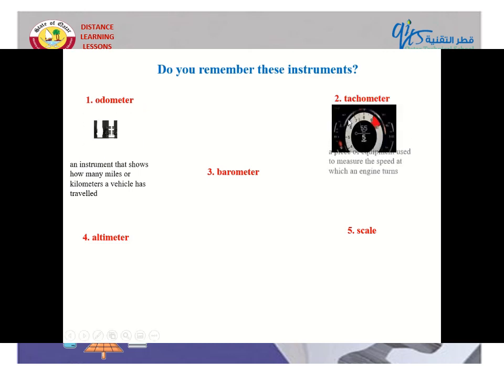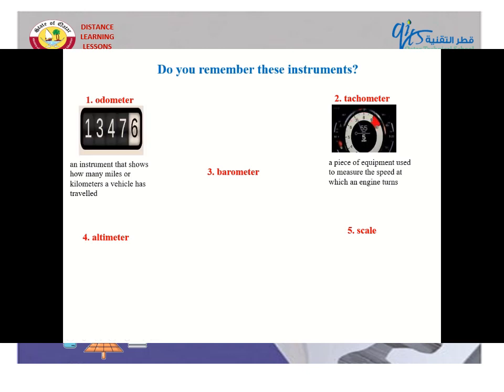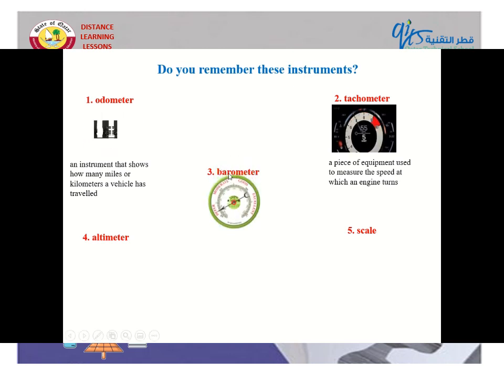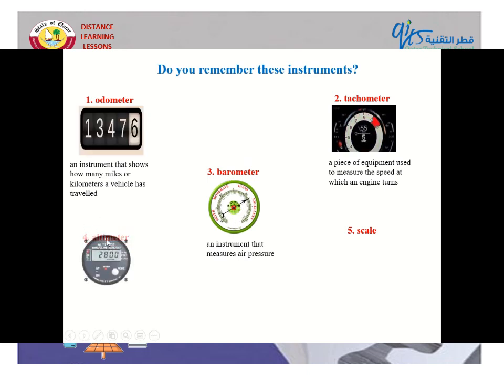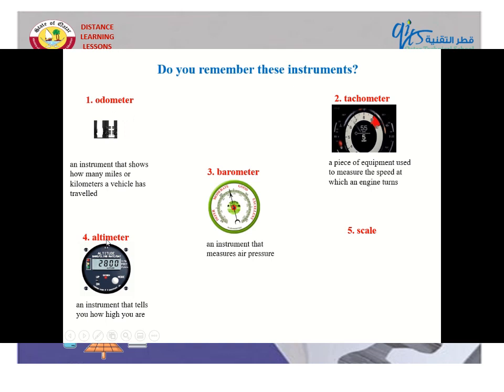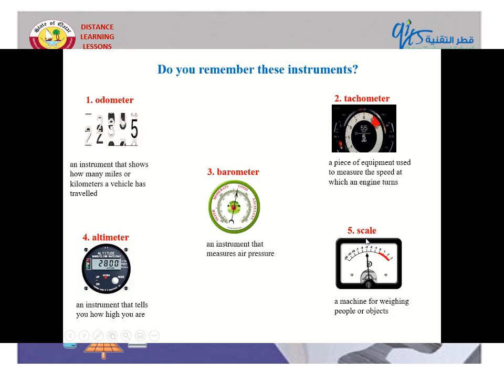Tachometer is a piece of equipment used to measure the speed at which an engine turns. Barometer is an instrument that measures air pressure. Altimeter is an instrument that tells you how high you are above the sea level. And finally, scale is a machine for weighing people and objects.